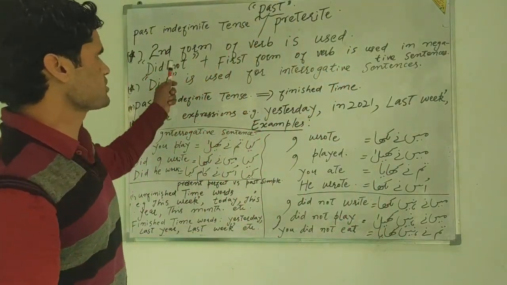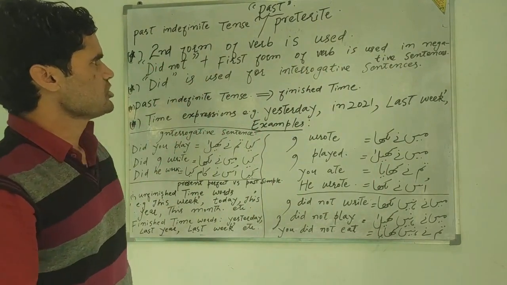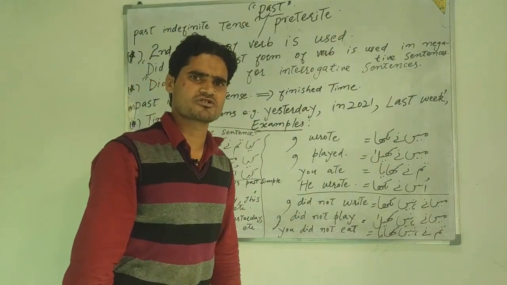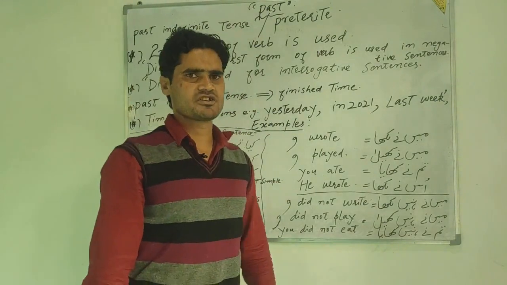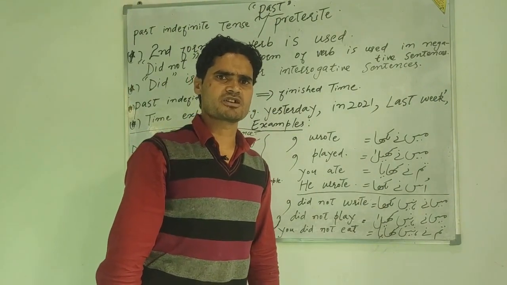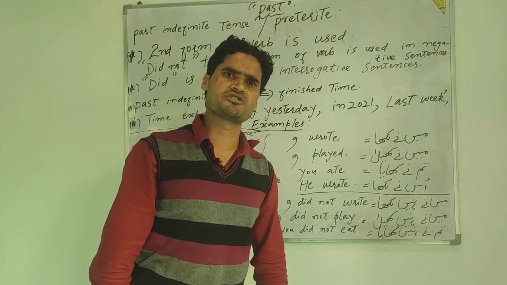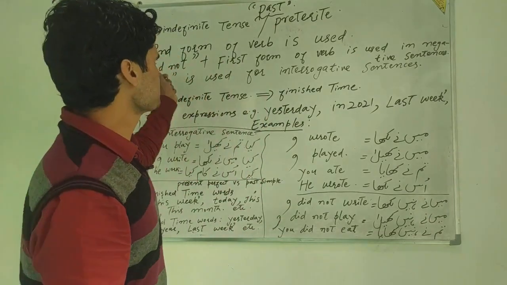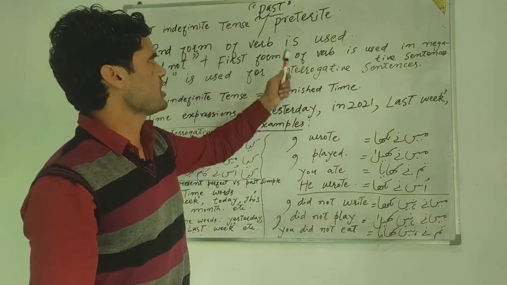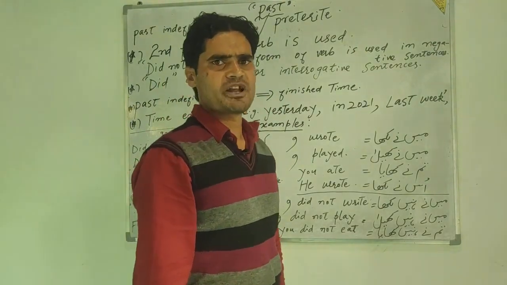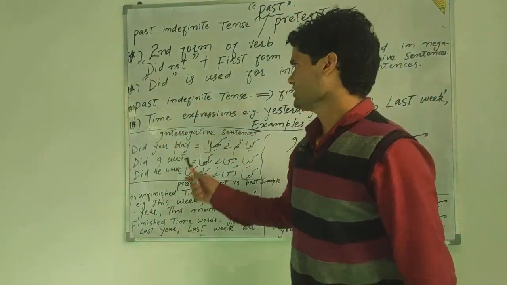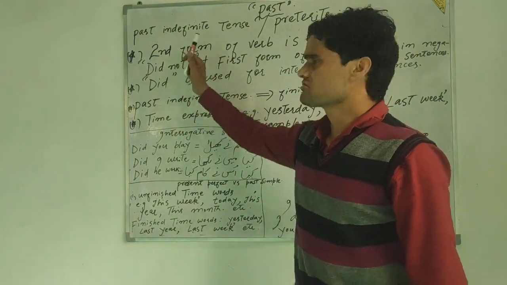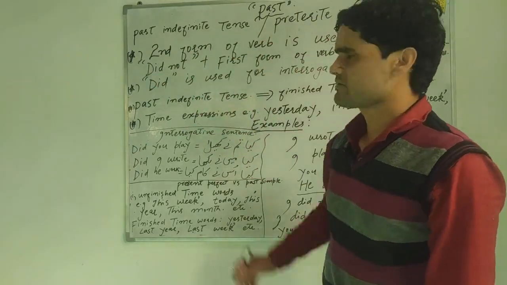Having completed the present tense, now we are going to teach you the past tense. Past also has four parts: past indefinite tense, past continuous tense, past perfect tense, and past perfect continuous tense. In this video I am going to teach you the first part, that is past indefinite tense, or in American English the preterite tense. You have to just remember it. Now I will first go to the definition, the meaning of past indefinite tense or preterite.